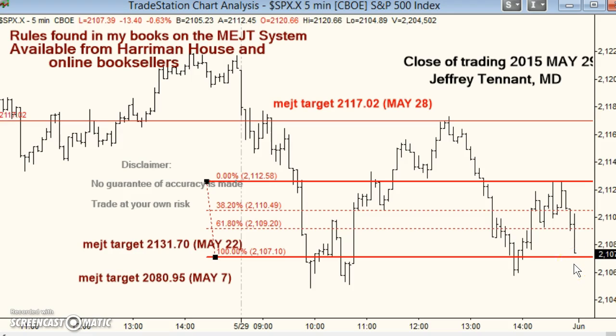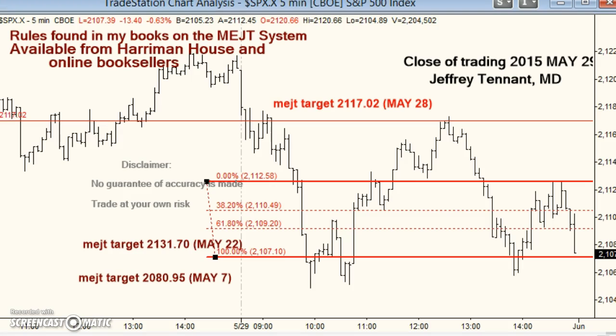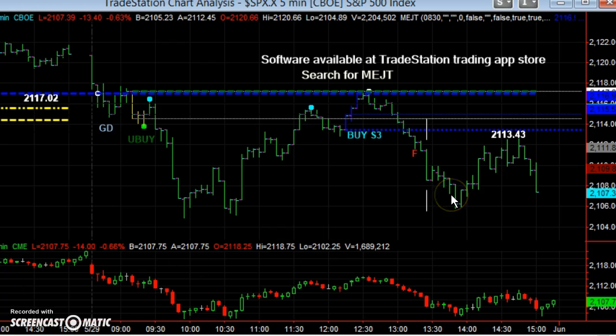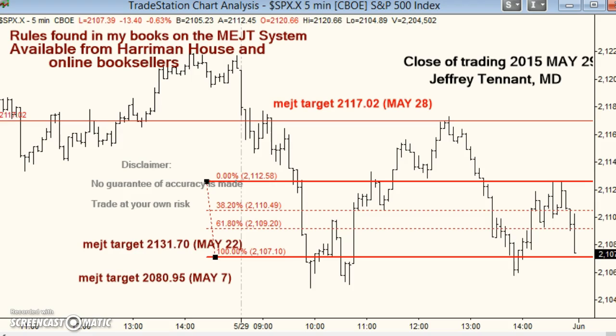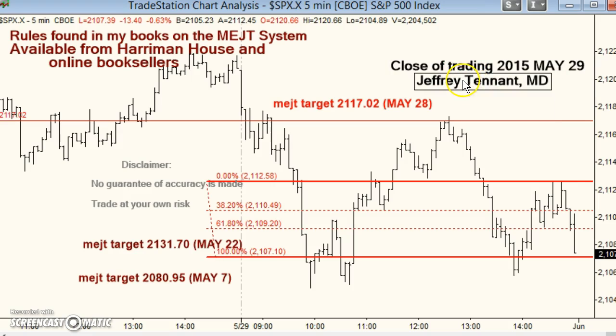So we have a reasonable expectation that we can rally pretty much from the open and at least hit the target price of 2113.43. As always, if the call fails, it should be obvious before the open with a strong gap down, but I'm going to go with the mejt target at 2113 and change as the call.